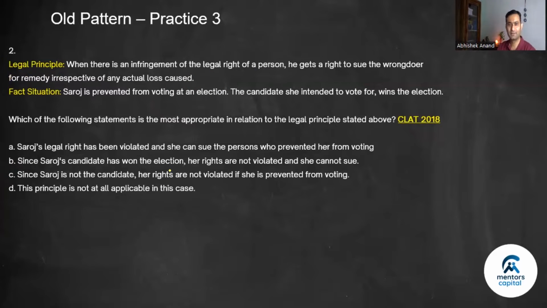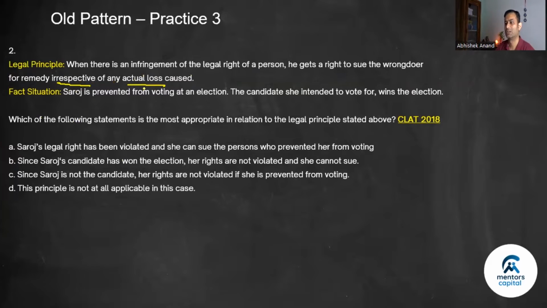Okay, let's go to question number 2. Pause, solve, play. When there is an infringement of the legal right of a person, he gets a right to sue the wrongdoer for remedy. This is the key word: irrespective of any actual loss caused. So whether he had a loss or not, that is not important. If a legal right is violated, he can sue the person.